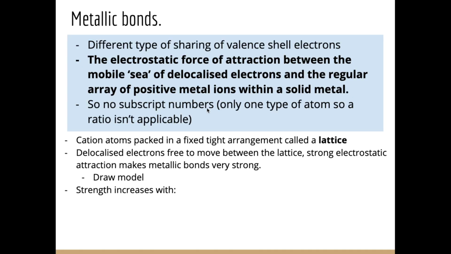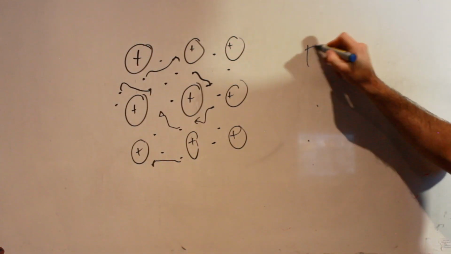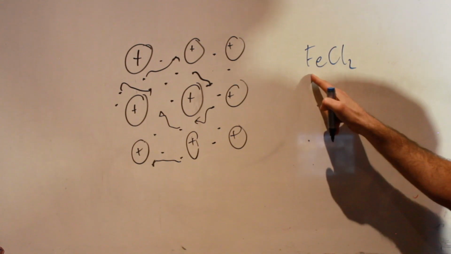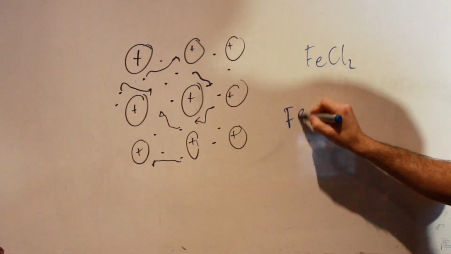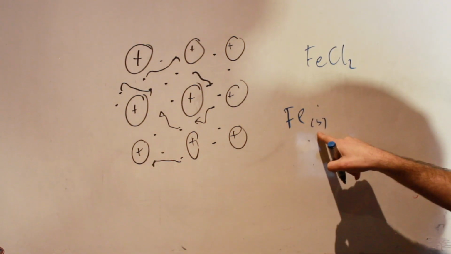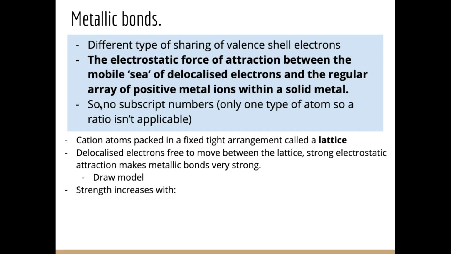So we don't have any subscript numbers when we're doing our metals because there's only one type of atom, so a ratio isn't applicable. Unlike our ionic compounds, where you've got something like FeCl2, because you're saying you've got 2 chlorines for every 1 iron ion, in this case you've only got just iron. So you don't have a ratio, you just have your iron metal. So your metals, when you write them, don't have any subscript numbers.